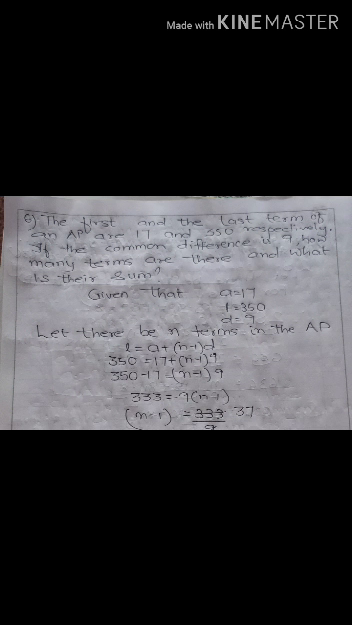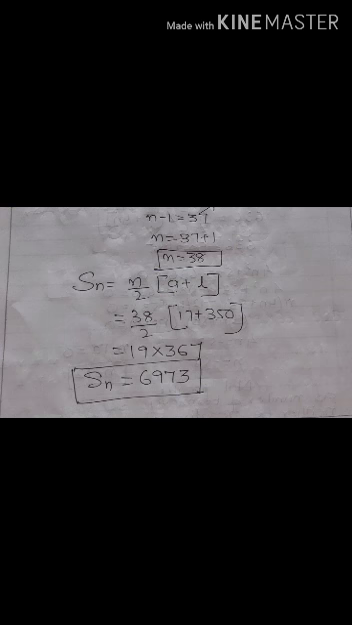So the last term an equals l equals a plus (n minus 1)d. So 350 equals 17 plus (n minus 1) into 9. So 350 minus 17 equals 9 into (n minus 1). So 333 equals 9 into (n minus 1). So n minus 1 equals 333 upon 9, that is equal to 37. So n minus 1 equals 37, n equals 37 plus 1, so n equals 38.